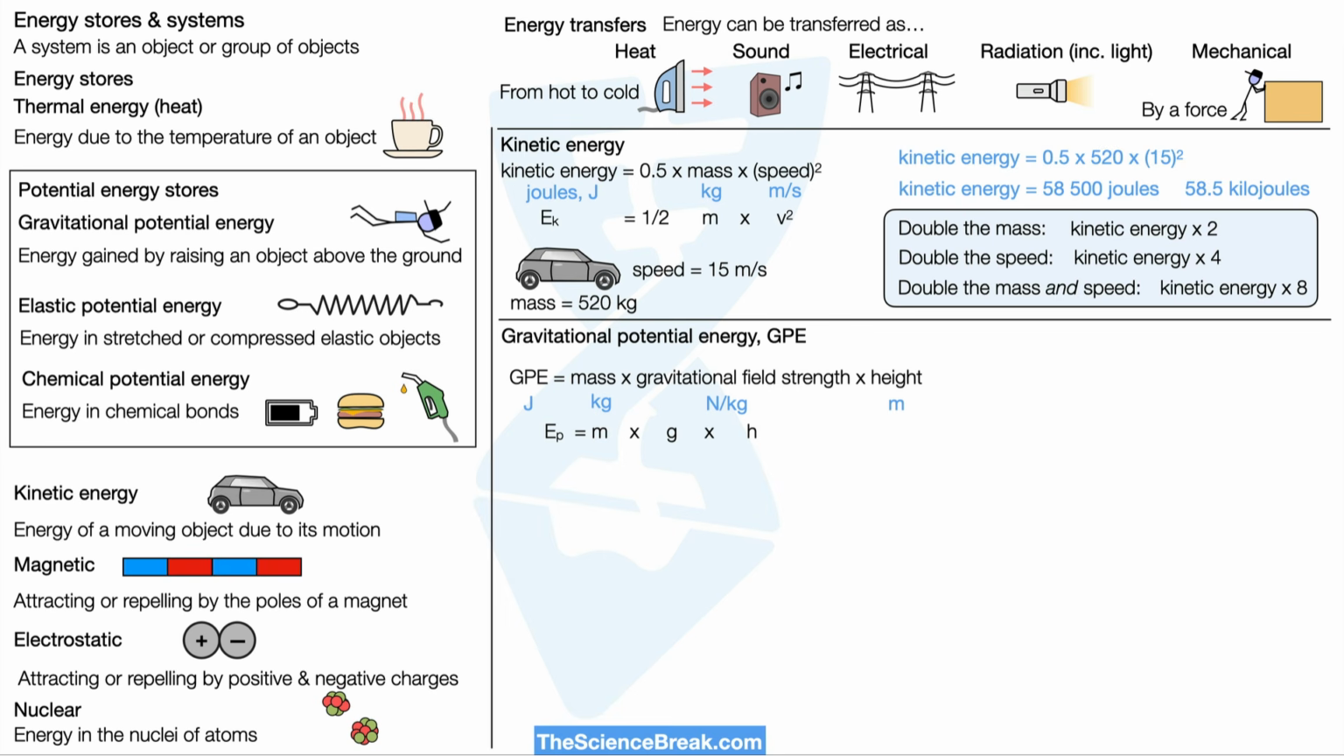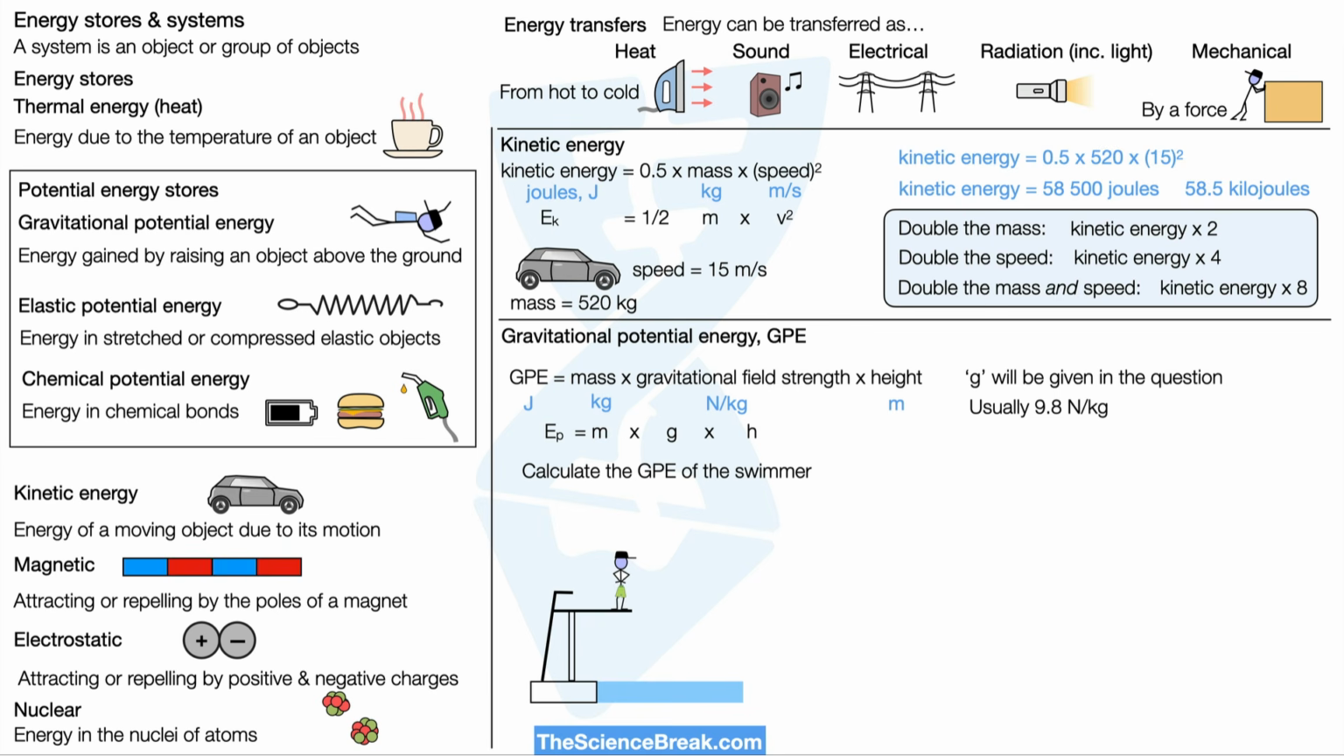These are the symbols for that equation, and they will also be on your equation sheet. G will be given, so gravitational field strength will be given in the question. It's usually 9.8, but that will be given to you in your exam paper if you need to use it. Let's have a look at a couple of examples.